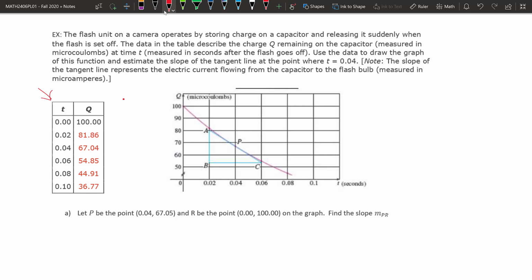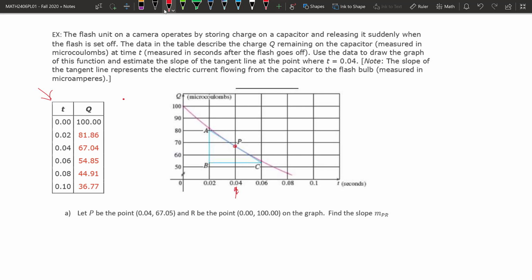Q is the charge remaining on the capacitor, which we're going to measure in microcoulombs at time t, where t is measured in seconds. We're going to use that data to draw a graph of the function, which is already provided for us with this red curve going down. We want to estimate the slope of the tangent line where t is equal to 0.04. So t equals 0.04 is right there, and we want to estimate the slope of the tangent line at that exact point.